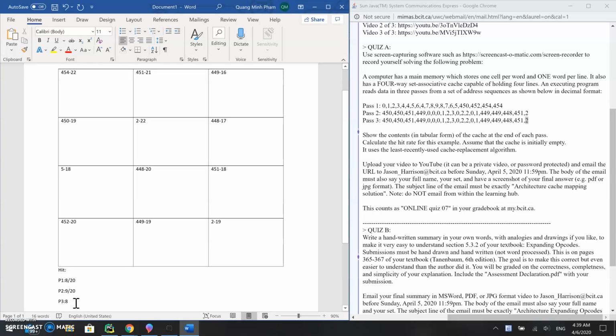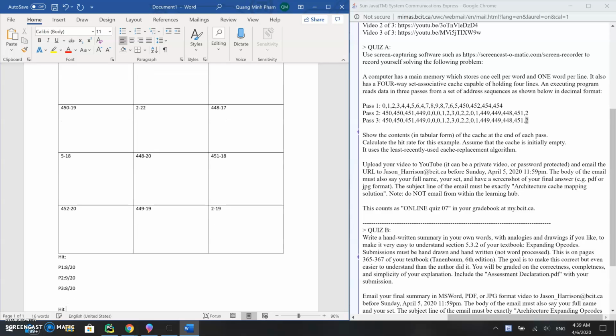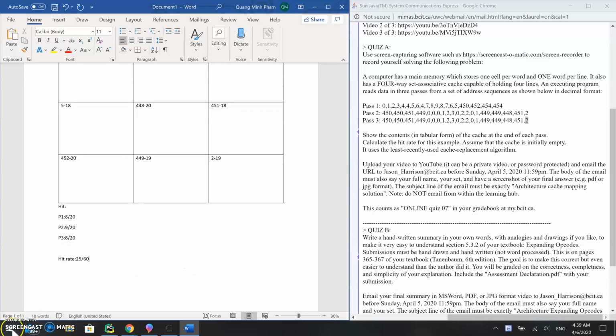Our hit in this pass 3 is 8 out of 20. And in total, the hit rate is, adding them up, 8 and 9 is 17, 17 and 8 is 25 out of 60. That's the hit rate.